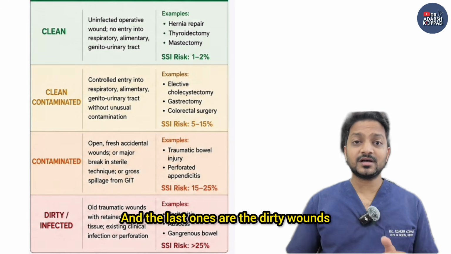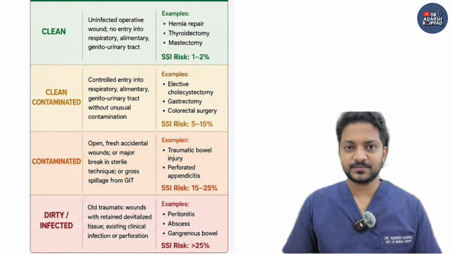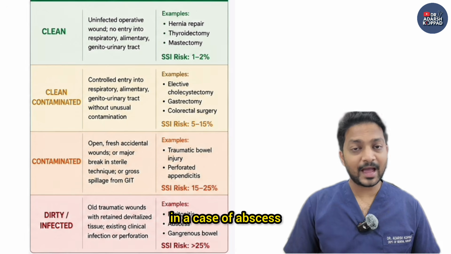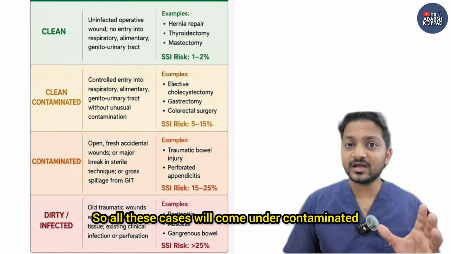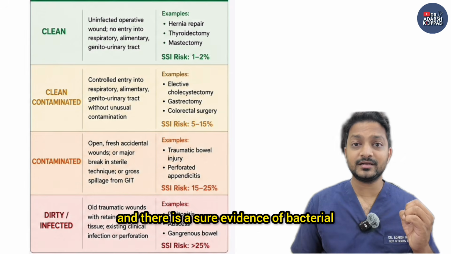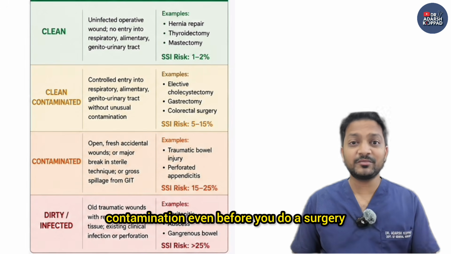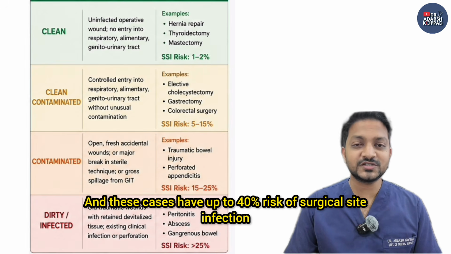And the last ones are the dirty wounds, where there is gross contamination. Like for example, in perforation peritonitis, in a case of abscess, or if there's a case of gangrene. So all these cases will come under dirty wounds, where you can see the gross contamination and there is a sure evidence of bacterial contamination even before you do a surgery. And these cases have up to 40% risk of surgical site infection.